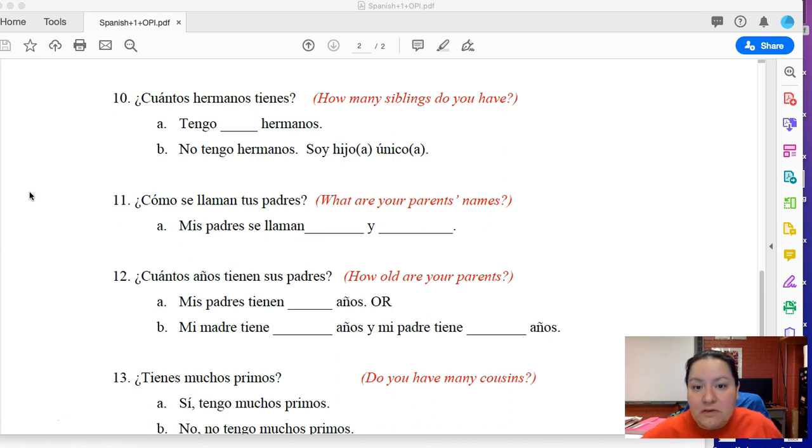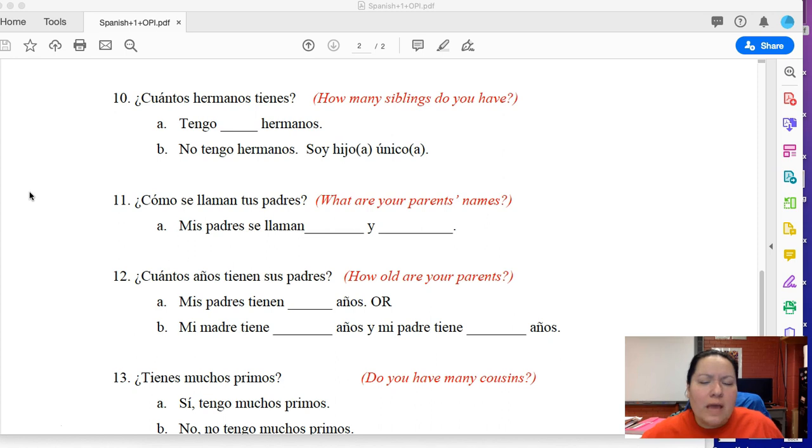If you want to list people that you feel like are your parents, but maybe legally or by blood, they're not actually your parents, but they take care of you as though they're your parents, by all means, you can list them, okay? So if you ask me, ¿Cómo se llaman tus padres? I would answer, Mis padres se llaman Harlan y Gloria.